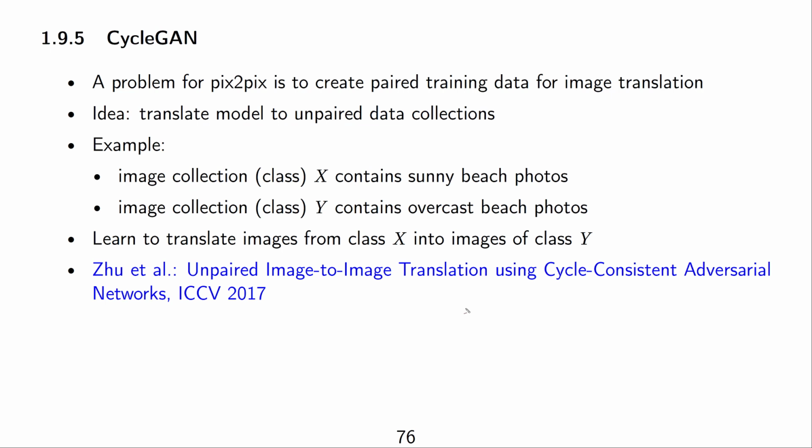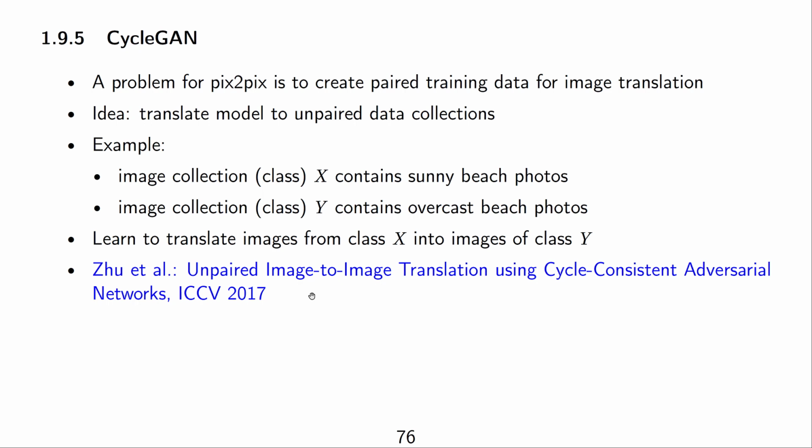Another really remarkable paper is in Stylegan. The paper is called unpaired image-to-image translation using cycle-consistent adversarial networks. A problem for Pix2Pix was that it has to create paired training data for image translation. And the idea is to generate a model that works for unpaired data collections.